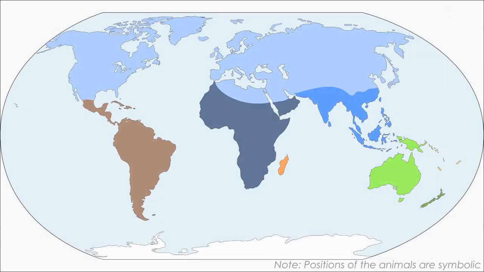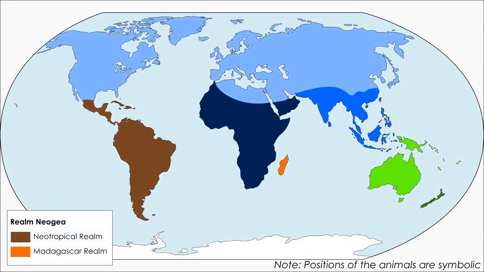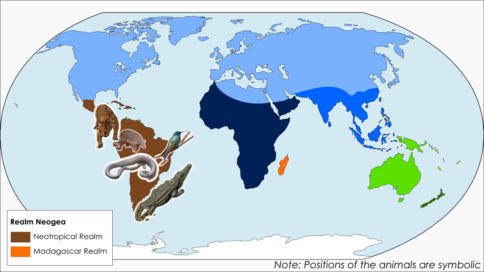Realm Neogeia consists of two smaller realms, Neotropical Realm and Madagascar Realm. The most well-known species of the Neotropical Realm are anaconda, jaguar, crocodile, violet ear, giant armadillo, spider monkey, and rhea. For Madagascar realm, we can mention ring-tailed lemur, aye-aye, and boa.